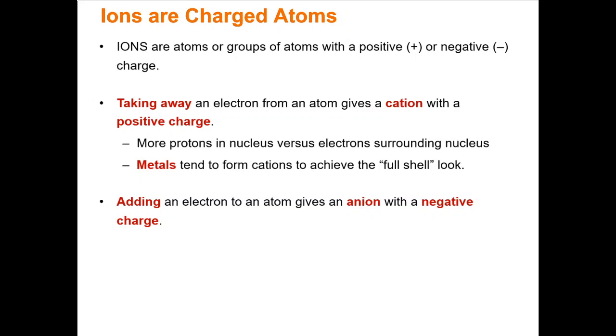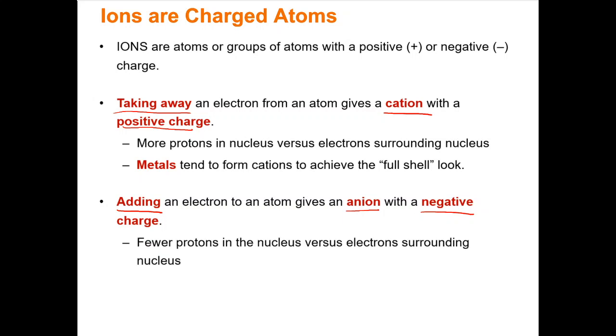Now if we add an electron, we're going to form an anion. So if we take away an electron, we form a positive charge, a cation. If we add electrons, we form a negatively charged anion. So anion is a negatively charged ion. Cation is a positively charged ion. We end up with fewer protons in the nucleus versus the electrons surrounding the nucleus, so we end up with a negative charge.